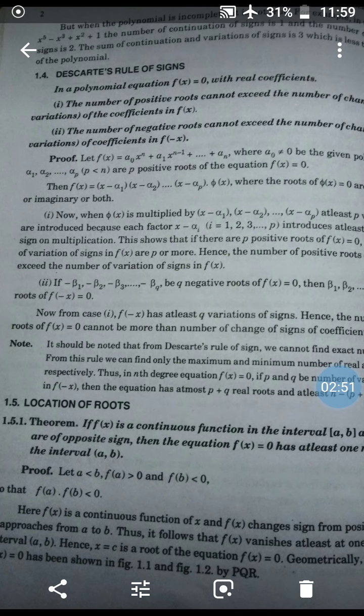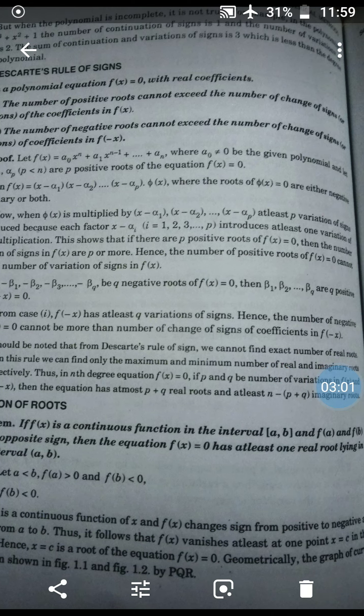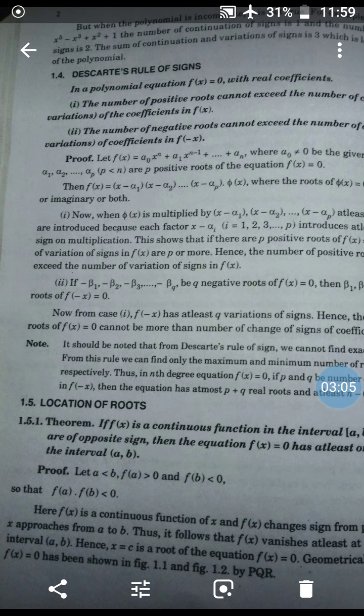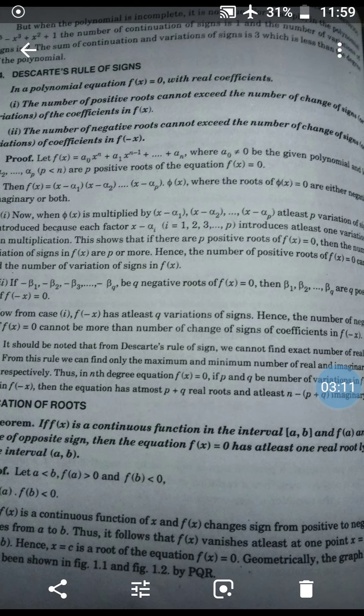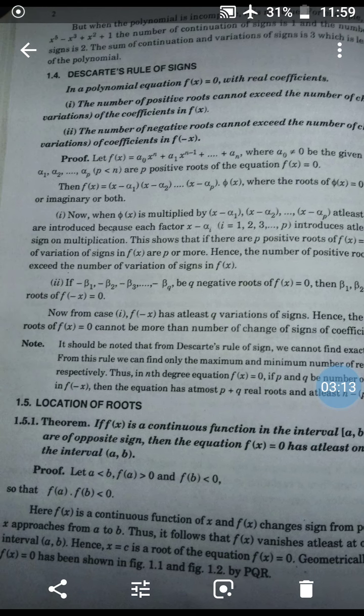Now we will talk about Descartes' rule of signs. In a polynomial equation f(x) = 0 with real coefficients, show that the number of positive roots cannot exceed the number of changes of sign of the coefficients in f(x), and the number of negative roots cannot exceed the number of changes of sign of coefficients in f(-x).